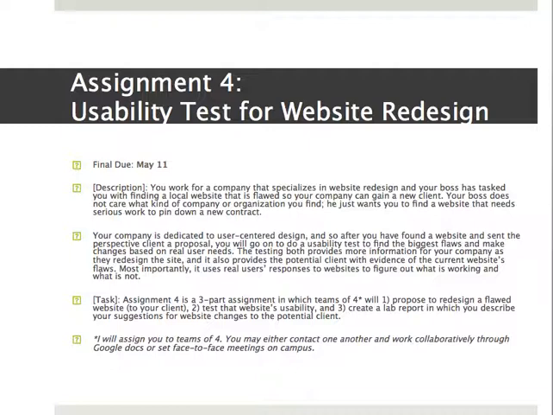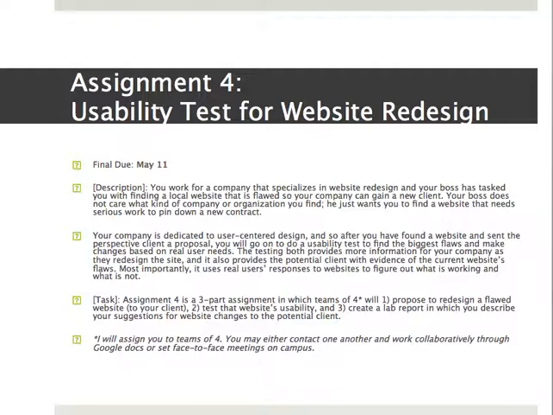You work for a company that specializes in website redesign, and your boss has tasked you with finding a local website that is flawed so your company can gain a new client. Your boss doesn't care what kind of company or organization you find. He just wants you to find a website that needs some serious work to pin down a new contract.